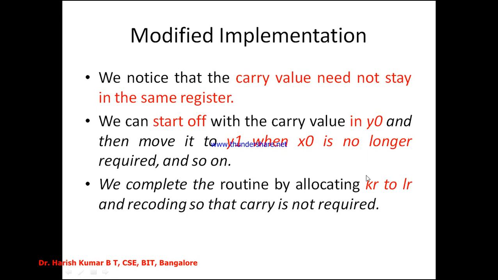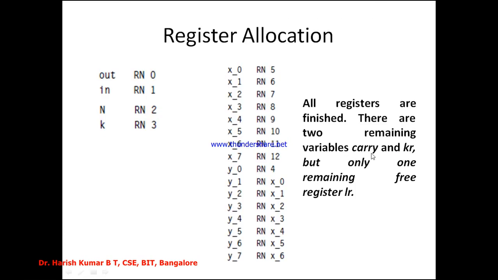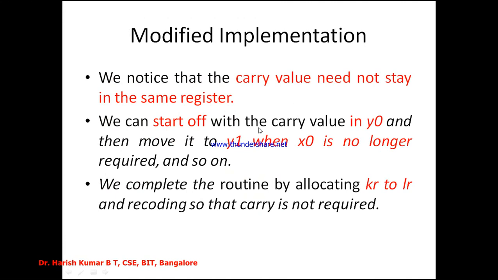So kr was remaining, and we understood now the carry. So carry and kr were remaining. Carry and kr were the two variables which were not assigned with any register. Now this is the solution we have found.